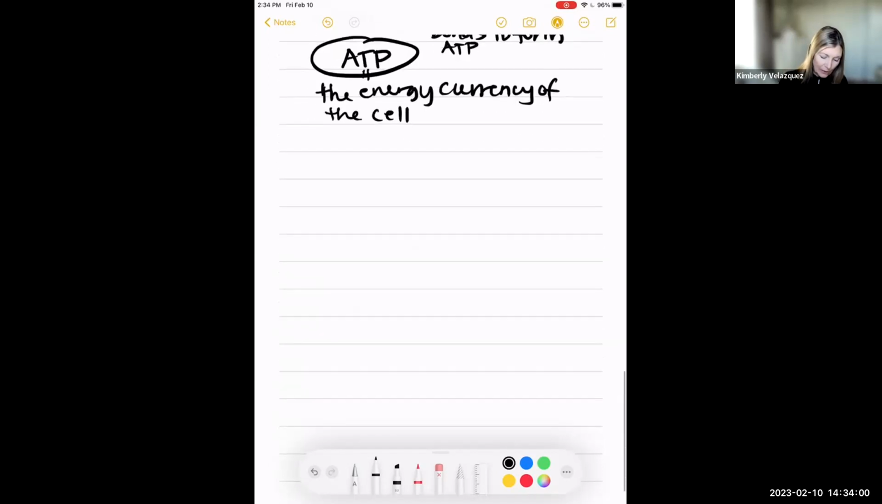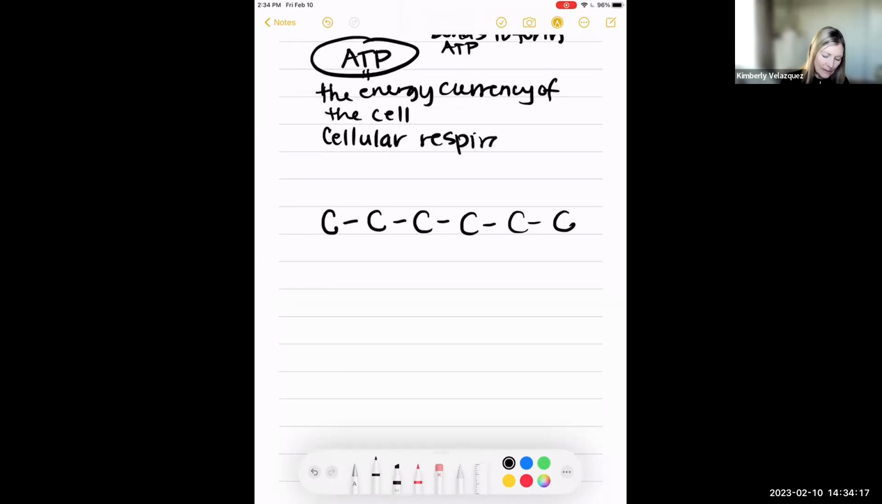Let's just quickly look at glucose in linear version. You'll see this again in a future lecture when we talk about carbohydrates, and you'll see it again when we talk about how we make ATP from glucose in a process called cellular respiration. You'll learn about cellular respiration in detail in this class. 6 carbons, every one of those lines is a single covalent bond, which means sharing 1 pair of electrons.